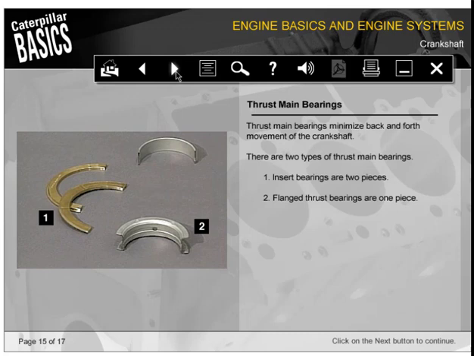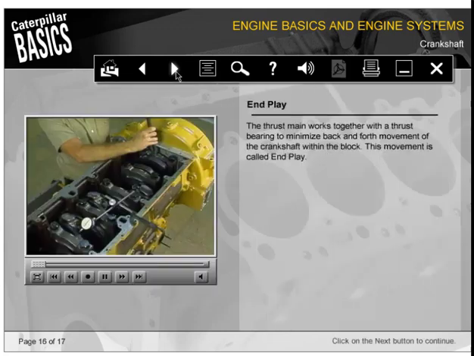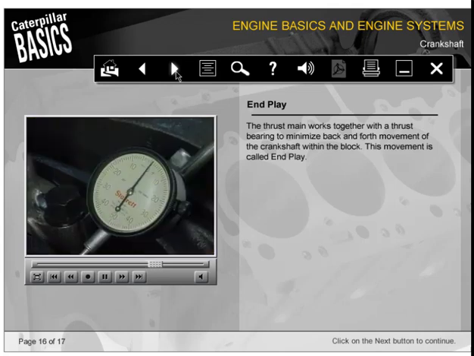Thrust main bearings minimize back and forth movement of the crankshaft. There are two types of thrust main bearings. Insert bearings are two pieces. Flanged thrust bearings are one piece. The thrust main works together with a thrust bearing to minimize back and forth movement of the crankshaft within the block. This movement is called end play.